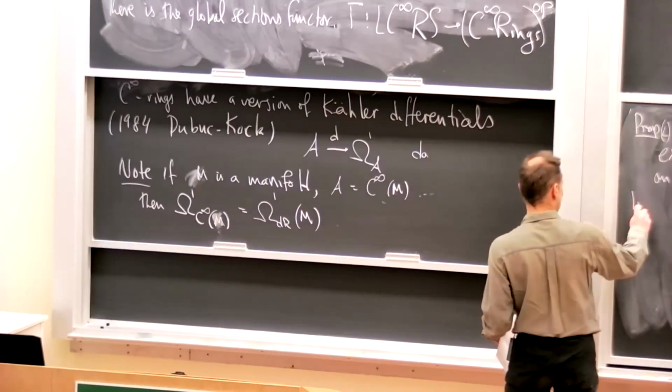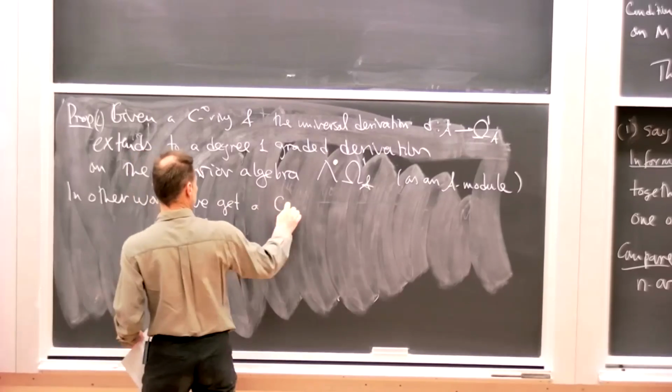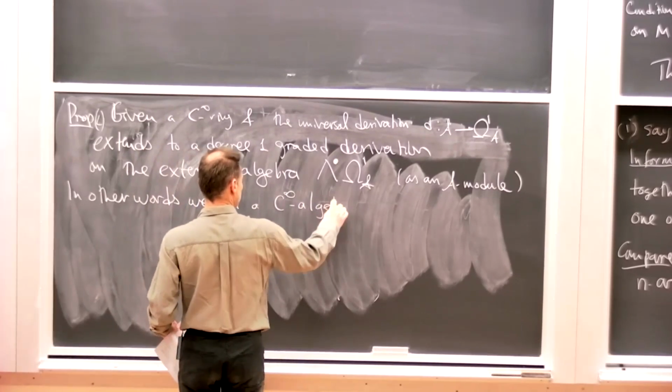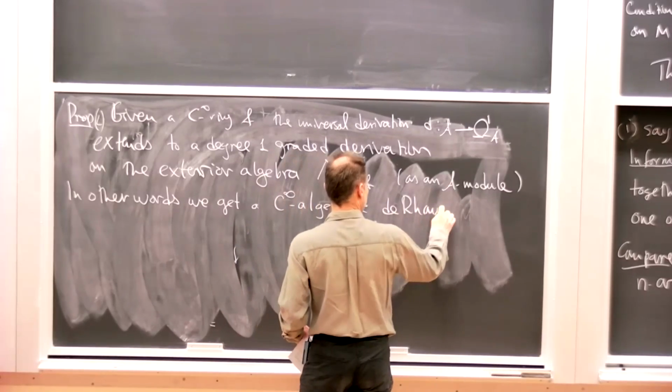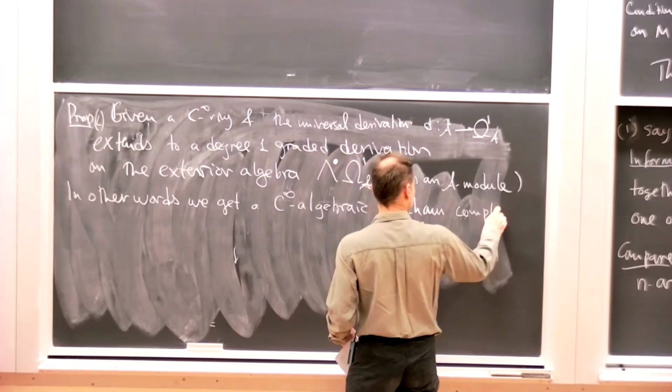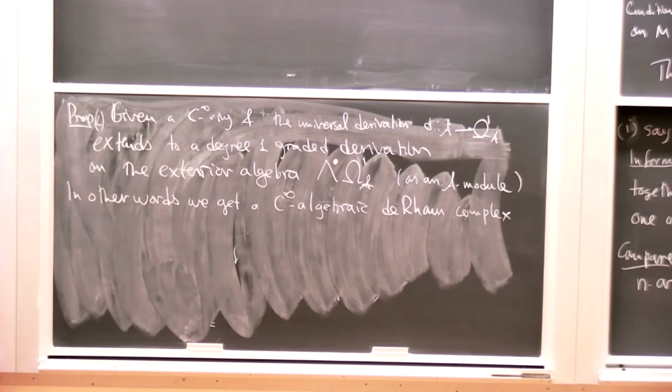So in other words, we get a C infinity algebraic de Rham complex. And the proof is basically, well, you go to the Stacks Project and you see how algebraic geometers do it, and then you figure out what you need to change, and it seems to work.